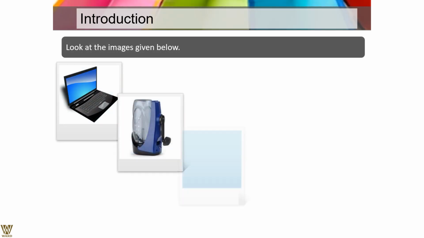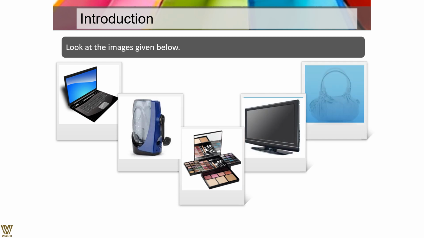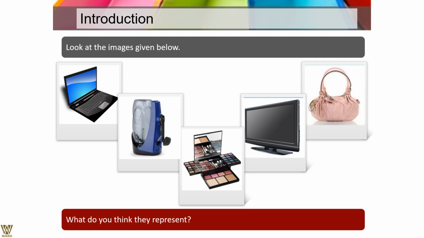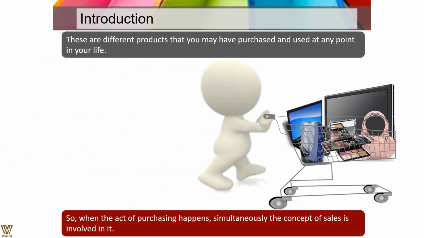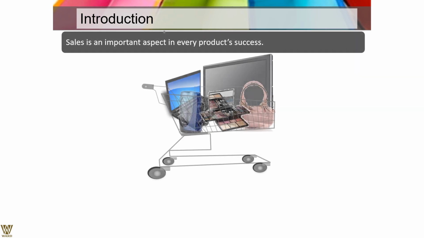So let us look at the images given below. You see, you have a laptop, a rechargeable battery, cosmetics, a monitor, a handbag. What do you think they represent? They represent products, the daily products that we need to purchase. Probably some of them are big ticket, some of them are regular, but we need to purchase them. So there are different products that you have to purchase. We put them into the shopping cart, and every product has its own requirement. Why a particular purchase has happened, and what concept of sales is involved in it, we need to understand.